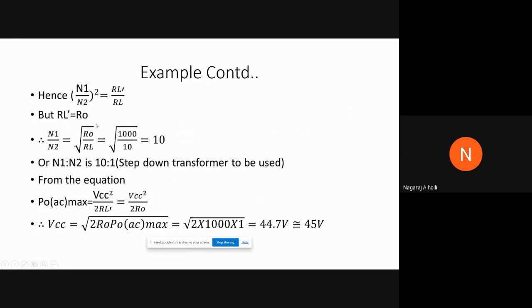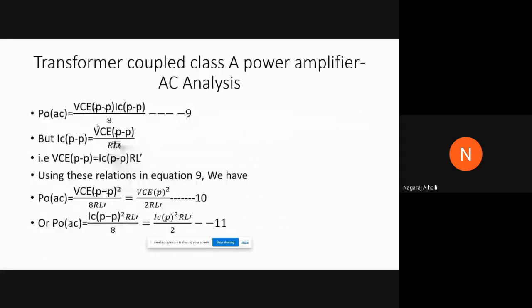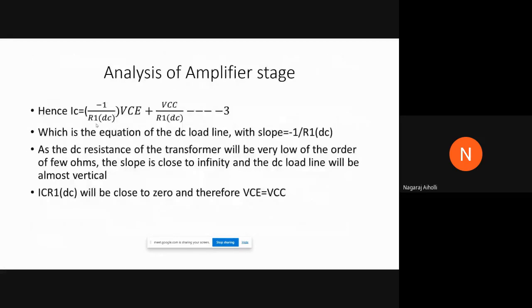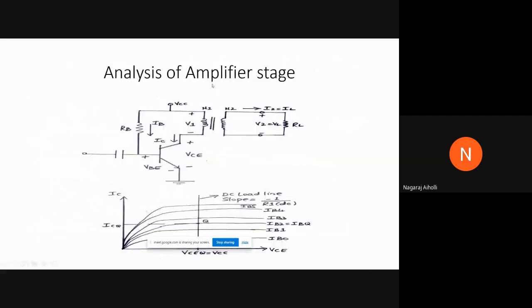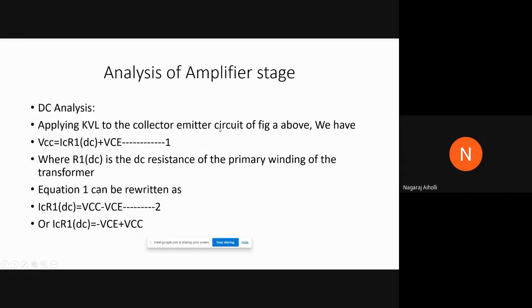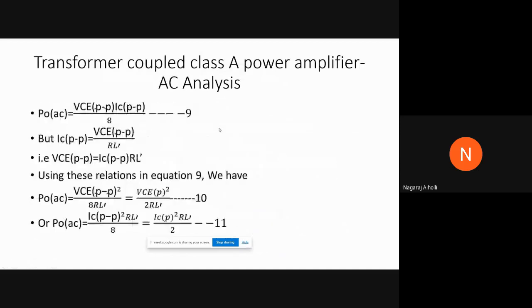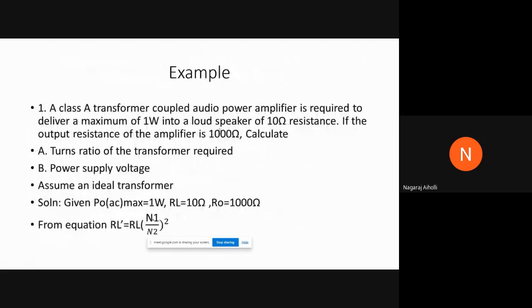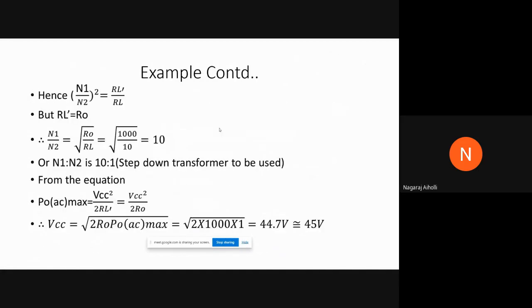But RL dash equal to R naught here, because output resistance is nothing but the primary winding resistance. So this is the output resistance here for the transformer. This is the load resistance RL. Then output resistance is nothing but the primary winding resistance, is it not? So let us take here in this example RL dash equal to R naught.